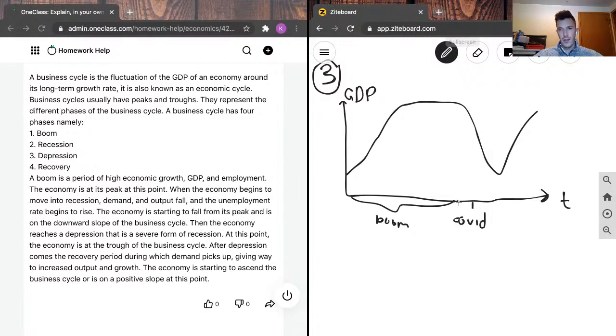It falls. So we've got a recession here. And after the initial spike in unemployment and whatnot, our economy begins to recover. And we've got recovery. What's not listed here is a depression. And depression is essentially a long-term recession.